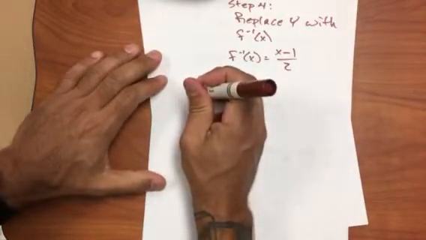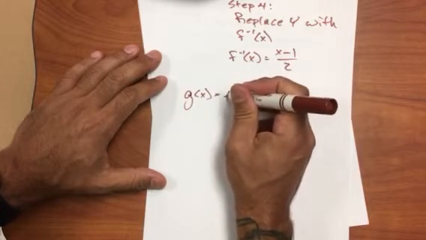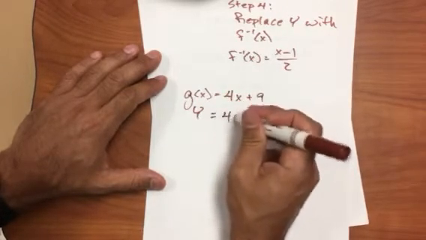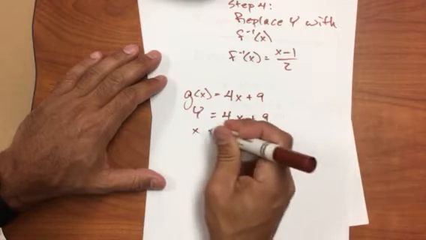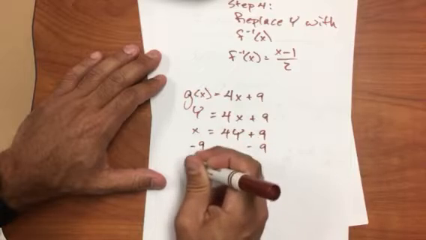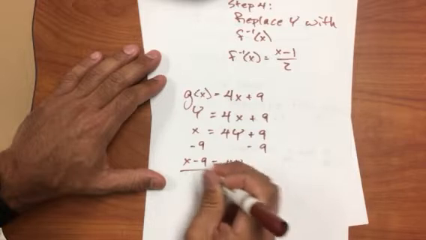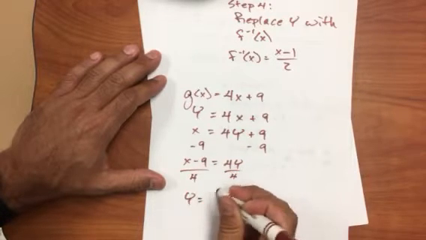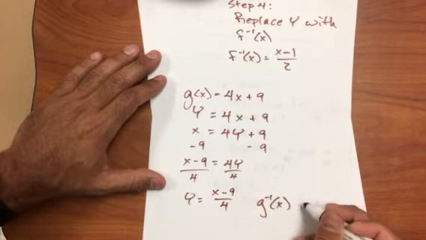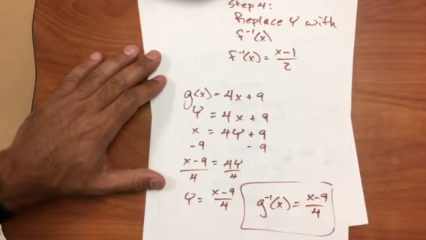So this time I'm going to start with g of x, so it's just barely different. First, replace it with y, switch the x and the y, solve for y, and then replace it with the inverse of the original function, which this one was g. So that's the inverse function.